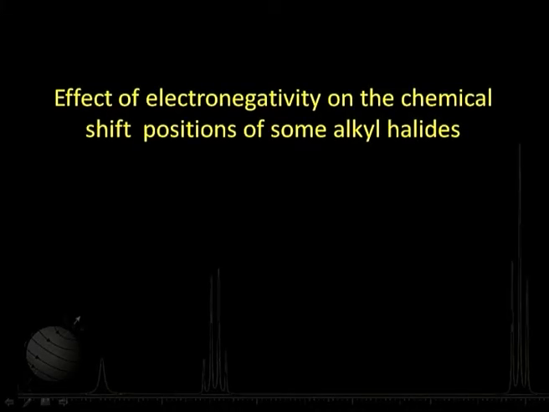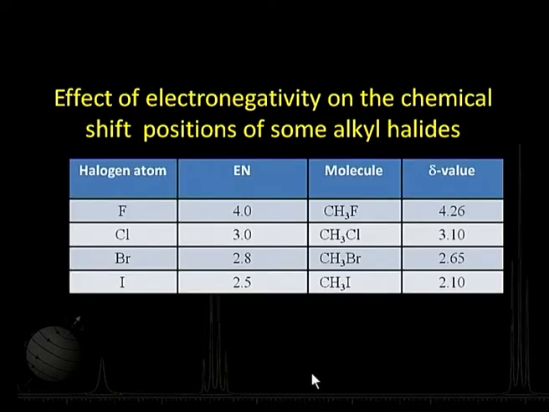Now, what you find is the effect of electronegativity on the chemical shift position of some alkyl halides. Let us look at some data here. If I take a halogen atom, I am basically looking at a CH3X alkyl halide, say methyl halides. Now, this is my CH3F, CH3Cl and so on. As we move like this, we find that electronegativity is decreasing, and so is the delta value. There is a 1-to-1 correspondence there, because fluorine is highly electronegative.